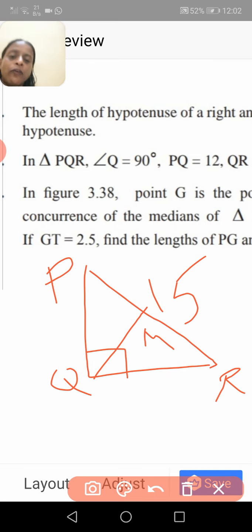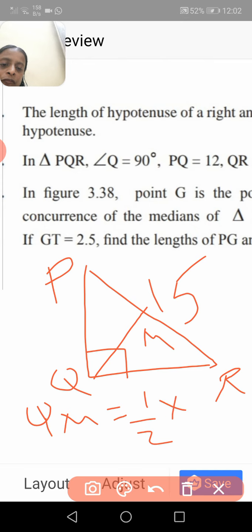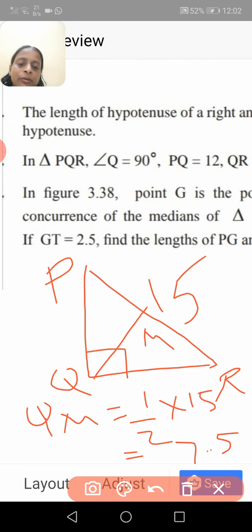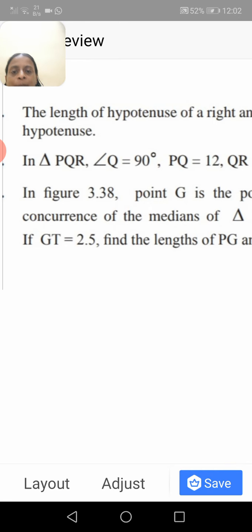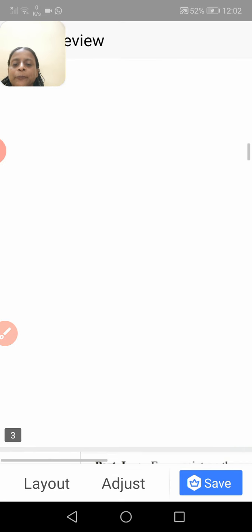So half of the hypotenuse means QM is equal to half into 15, which is 7.5, or you can keep 15 by 2, or 7.5 units. Centimeter if it is centimeter, meter if it is meter, whatever is given, it is half of the hypotenuse. This way you can use the learned concept for solving the other problems.